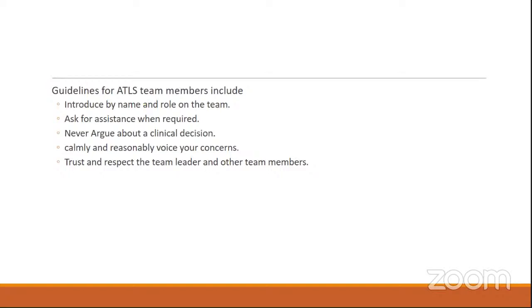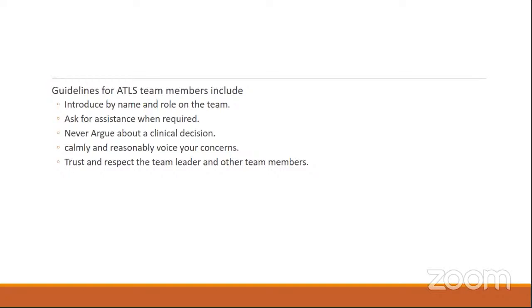Ask for assistance when required. When they have a difficult situation, or if the team leader is assigning a team member a role and he is incapable of performing that, he can always ask for assistance, and he can be very open and honest with the team leader that he is not so confident about that role, and he can ask for a change of role. Next, never argue about a clinical decision.